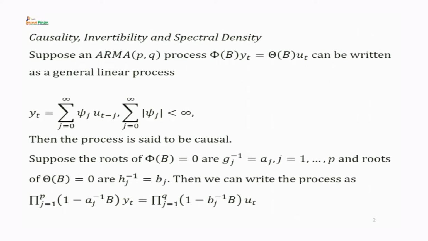So, suppose we consider an ARMA(p,q) process, phi(B) y_t equal to theta(B) u_t, and it can be written as a general linear process also, y_t equal to summation over j psi_j u_(t minus j), where summation j equal to 0 to infinity of mod psi_j is finite, meaning the sequence of psi_j's is absolutely convergent. Then we say that the process is causal.